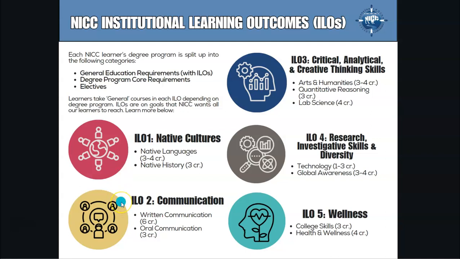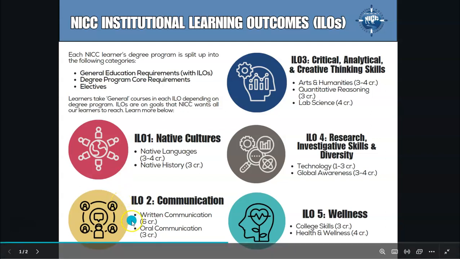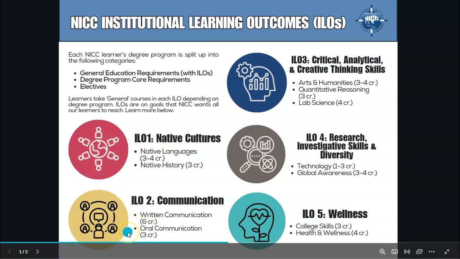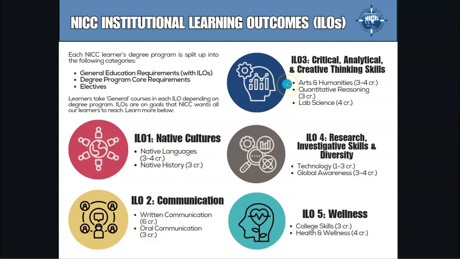In the second one, you'll have a similar thing where you'll have a goal of taking 6 credits or 2 courses in written communication and 1 course in oral communication. That's going to fulfill your communication requirements. For example, a composition class and a speech course could fit this requirement. We have the same thing over here in ILO 3, where you'll take arts and humanities, quantitative reasoning like math, and also a science course. So we can see exactly how many credits are required in each area.